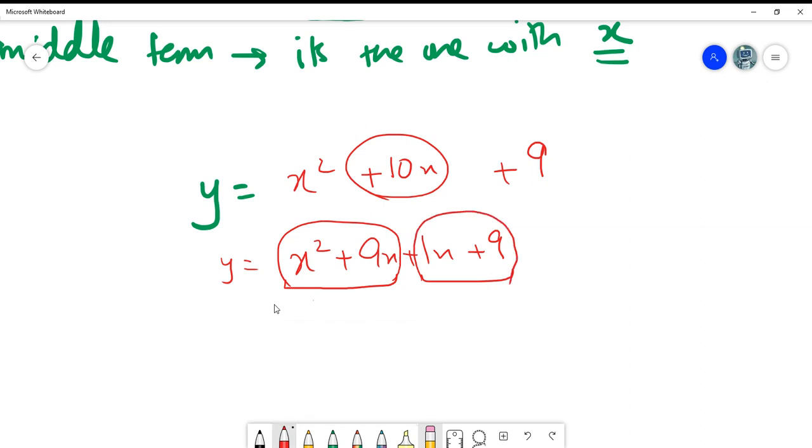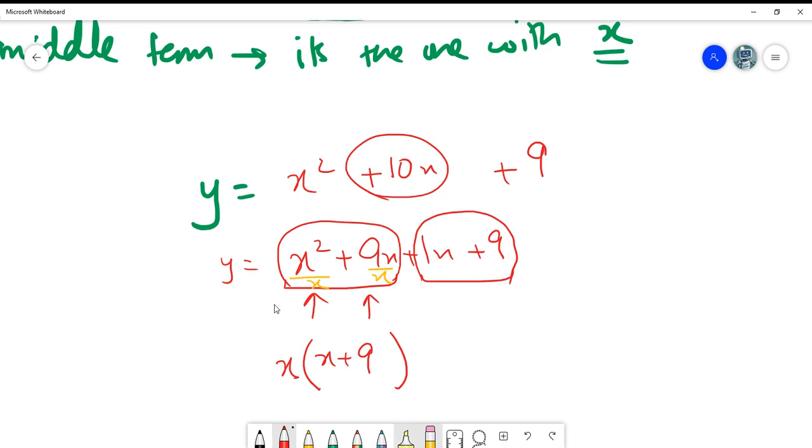So in the first group, you have to see what is common. X squared plus 9x has x common in it. If I take x common, it basically means I have to divide both terms with x. So I'll divide this and this with x. Remember, whatever you take common means the number or the variable that has to divide with both the terms. So if I divide x squared with x, I'll end up with x, plus if I divide 9x with x, I'll end up with 9.